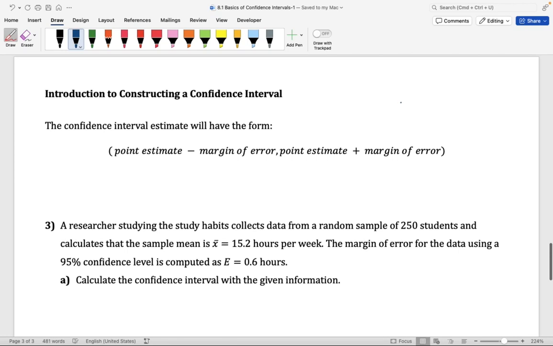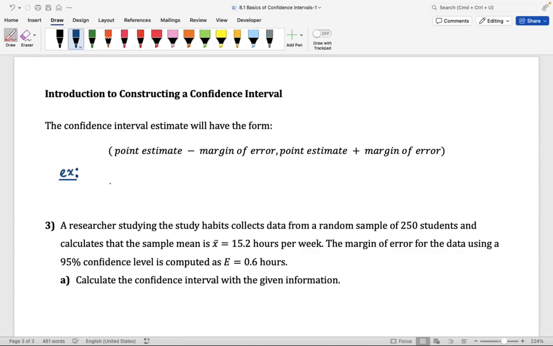The last thing I'm going to do in this lesson is introduce you to the idea of constructing a confidence interval. The form of a confidence interval is going to be the point estimate minus the margin of error, comma, the point estimate plus the margin of error. And I can give you a few examples.